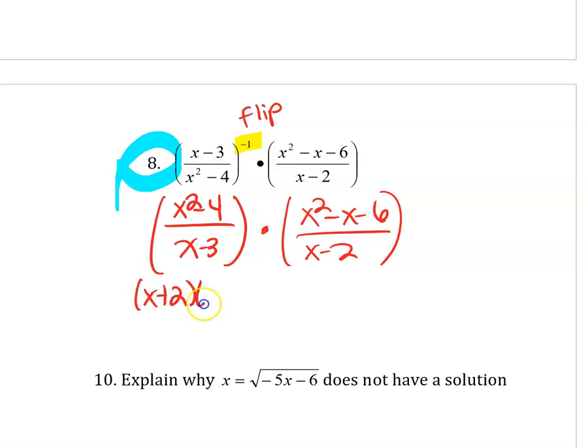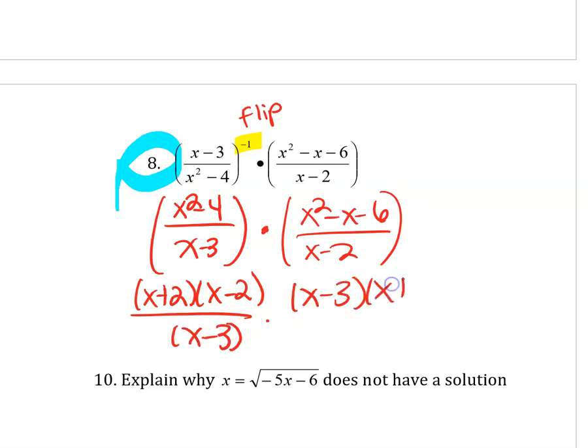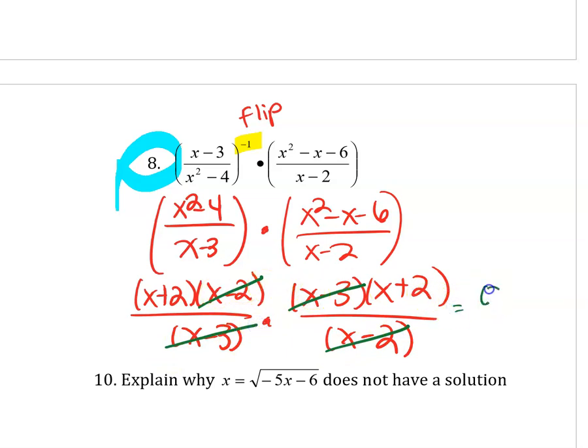You've got x plus 2, x minus 2, and I'm factoring on the right. Okay, now once you have everything factored, remember you can cancel anywhere in the problem as long as it's one numerator with one denominator. One numerator, one denominator. And you'll notice I end up with x plus 2 times x plus 2, or x plus 2 squared if you want to write it that way. And that's the final answer to 8.